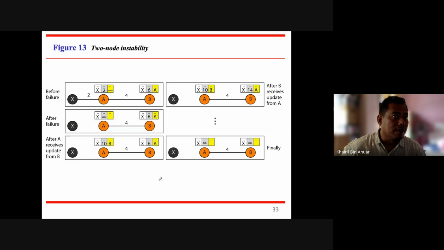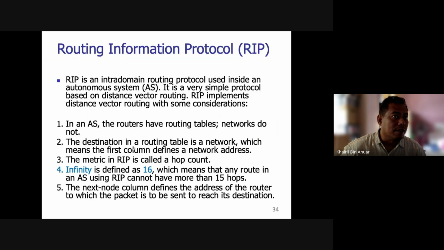Okay, so this diagram shows you where the routing table is unstable. Beforehand there's a network X, before the failure, but now if it has a failure, then it can see that it's not getting the update, and this will give you instability of your routing table. So that is one of the disadvantages of using distance vector.